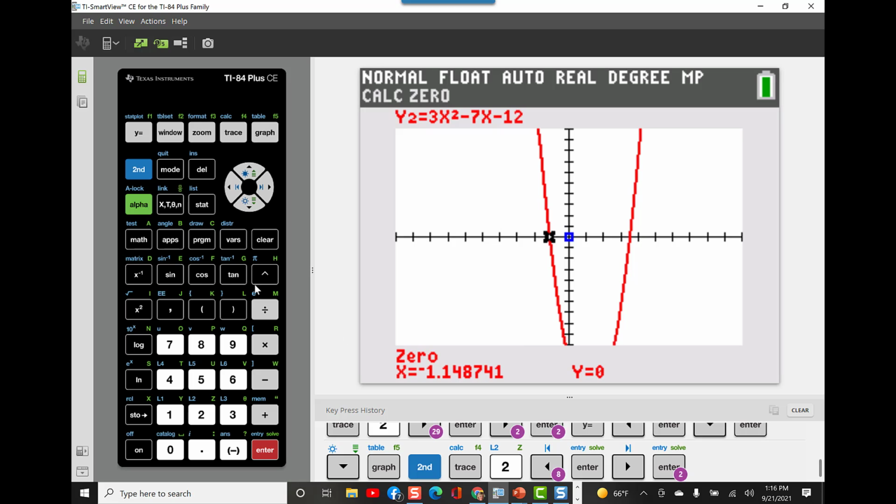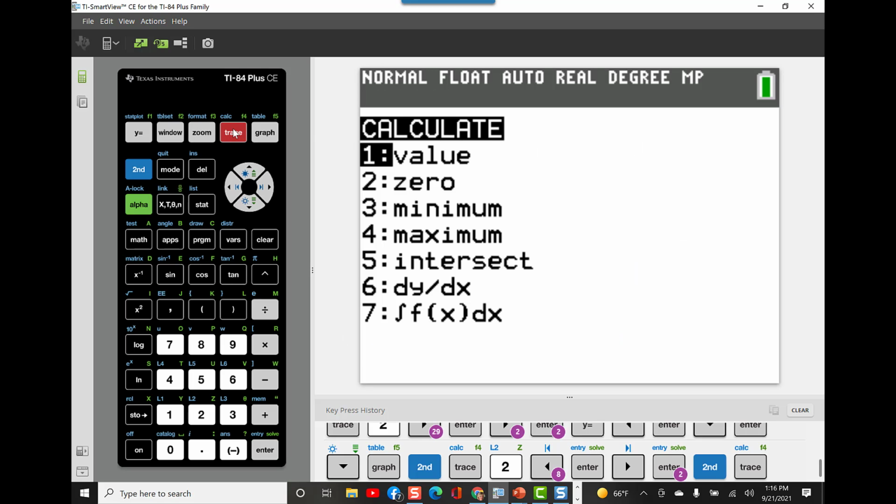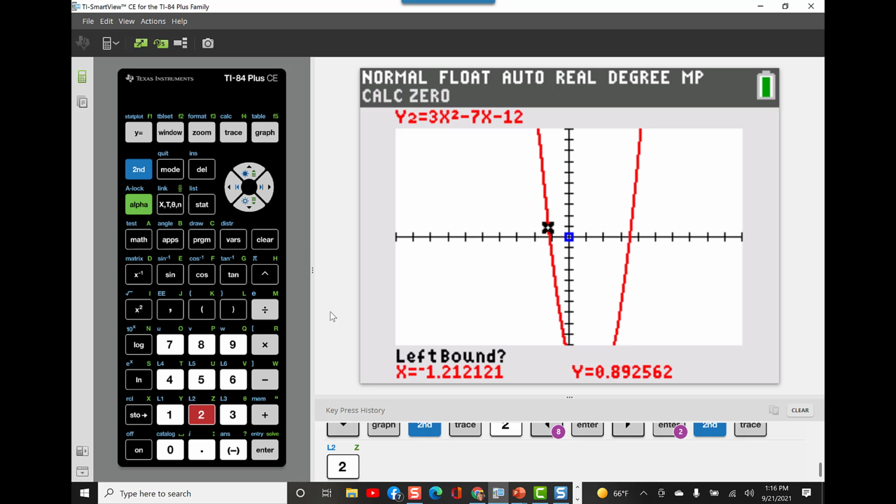Now we need to find one more 0. So second trace button, again, second calc. And you're scrolling down to 2. You don't even need to scroll. You can just hit 2. Then you can take that little cursor, and when it goes down below the screen where you can see it, just look at the y value, and you can tell when it's starting to come back up. So it isn't yet, but it will. So here it is. Here it comes.